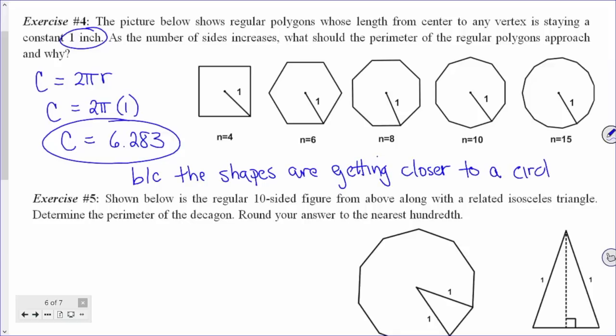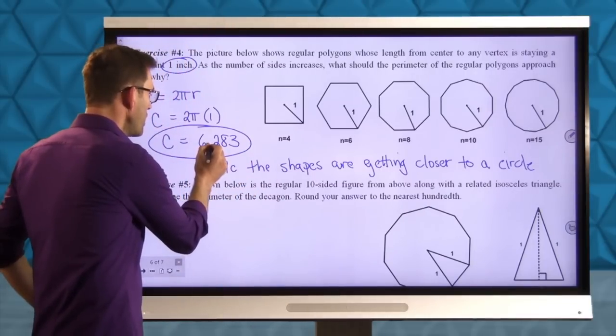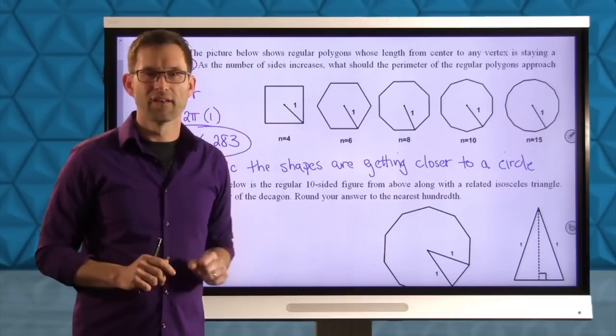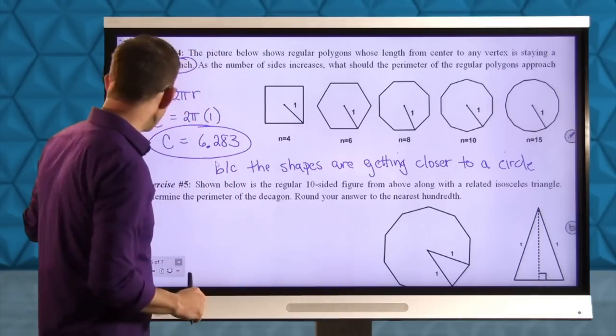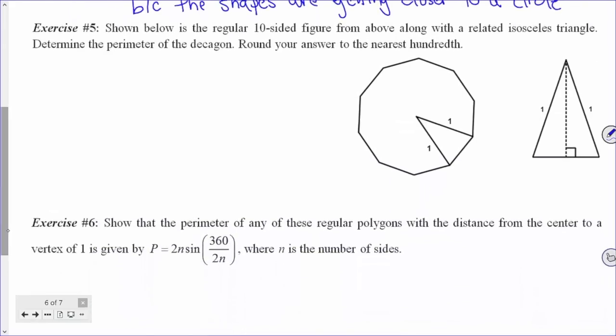Now, let's see if we can see that number 6.283 by working with right triangle trigonometry and regular polygons. All right, first, let's go with a 10-sided figure. Exercise 5, let's take a look.